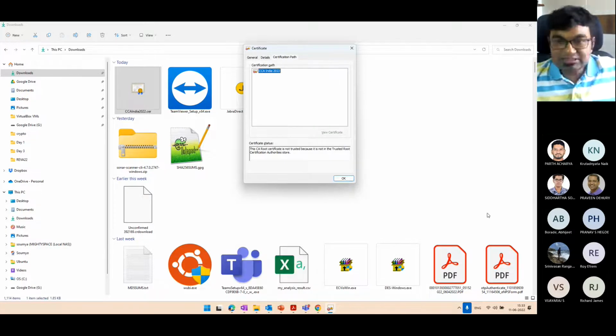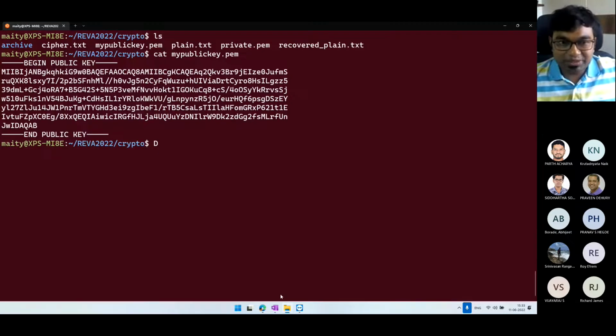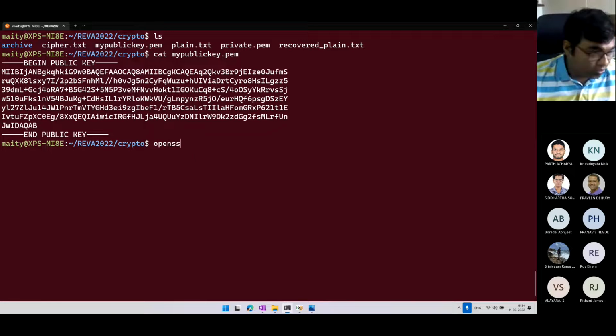If we want to see it in OpenSSL, that also we can do. Before doing that, let us quickly create a digest for a file. Let us quickly sign. We have seen how encryption and decryption work, but how does this digital signature work? OpenSSL dgst, use sha256, and then sign.